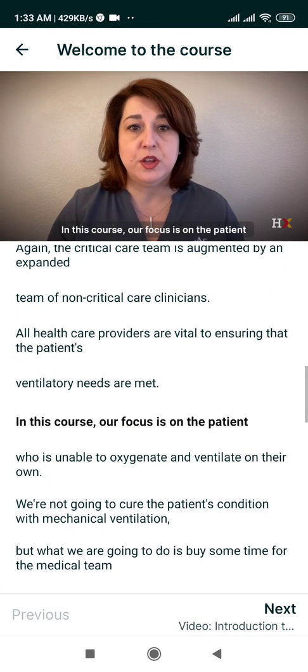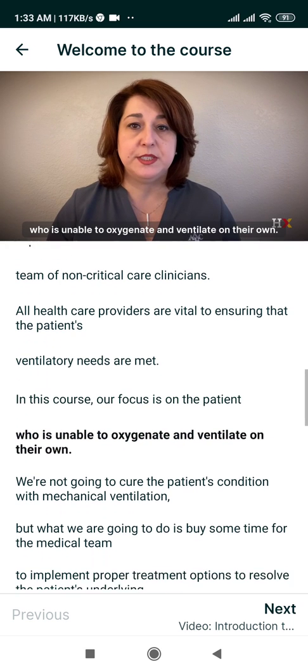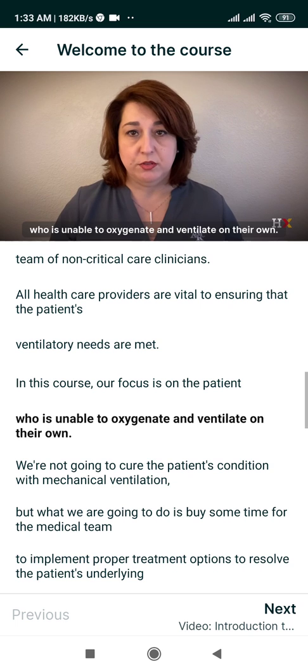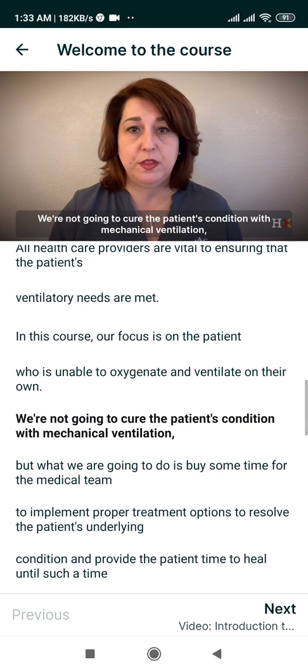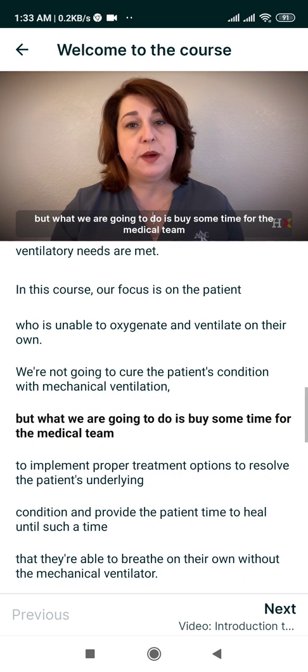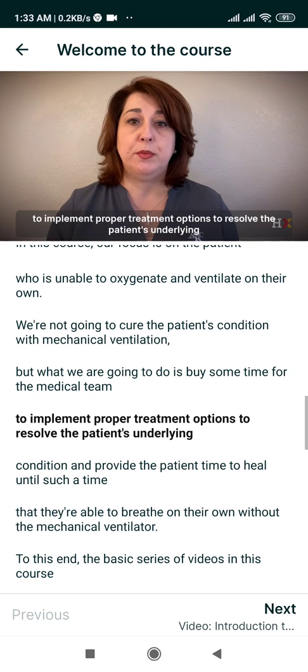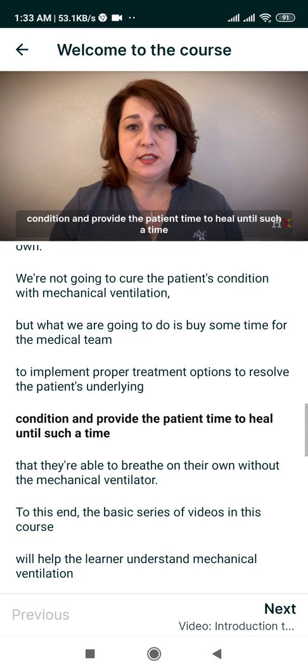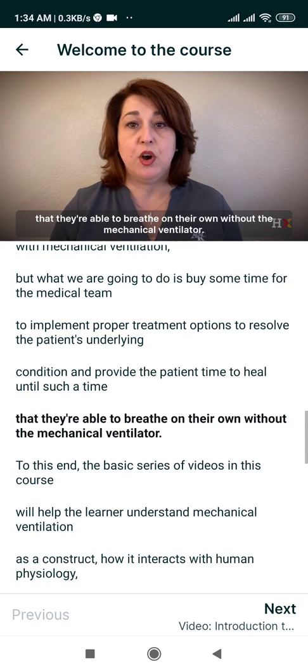In this course, our focus is on the patient who is unable to oxygenate and ventilate on their own. We're not going to cure the patient's condition with mechanical ventilation, but what we are going to do is buy some time for the medical team to implement proper treatment options to resolve the patient's underlying condition and provide the patient time to heal until such a time that they're able to breathe on their own without the mechanical ventilator.